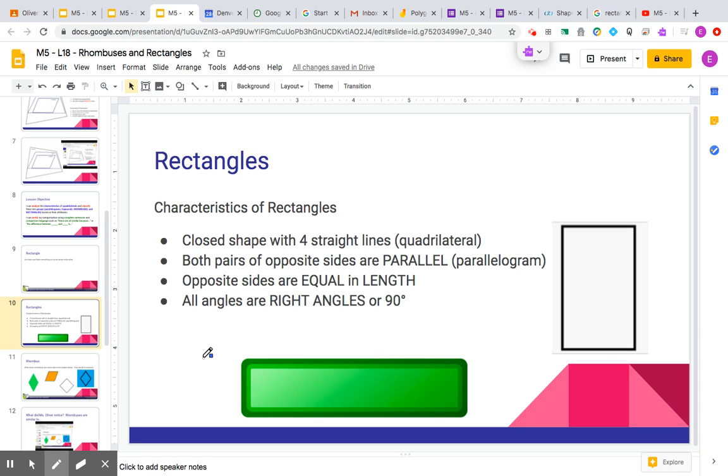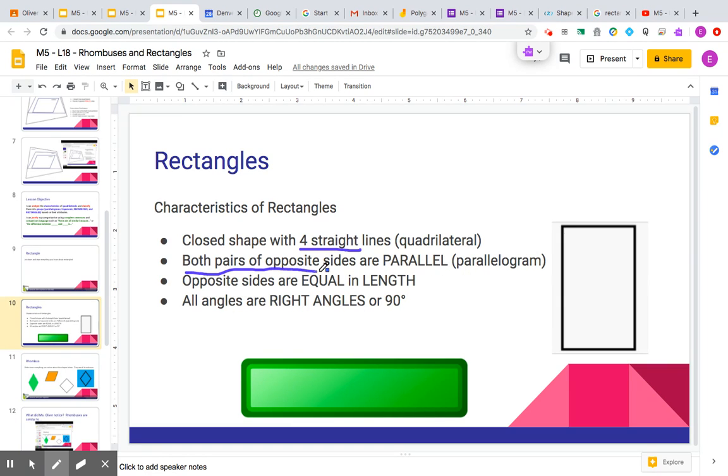A common shape that you guys have been dealing with all year, especially in our last volume unit, was a rectangle. Rectangles are considered quadrilaterals because they are a closed shape with four straight lines. 1, 2, 3, 4. And they're a type of parallelogram.